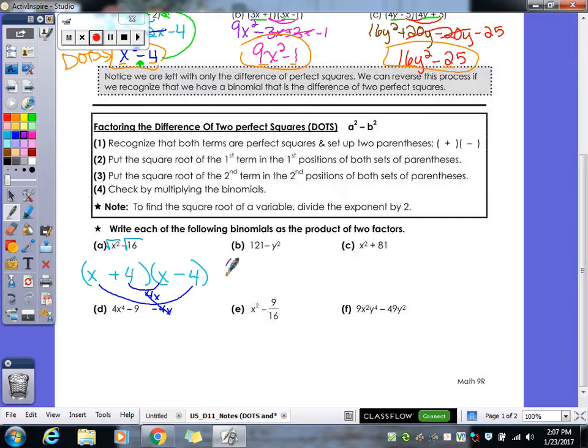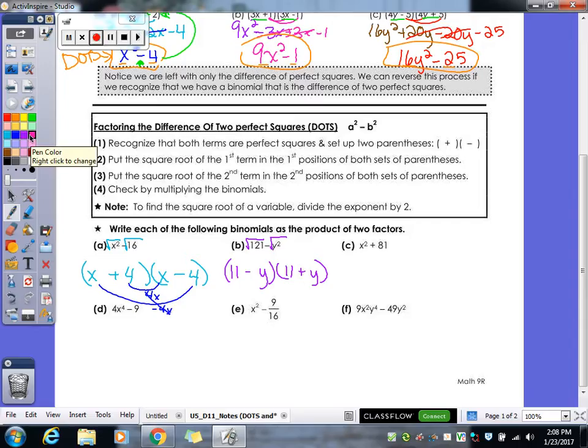So let's take a look at the next one. Again, two sets of parentheses. One's minus, one's plus. Does not matter what order they get put in. So for our first terms, my first term this time is a 121. So when I take the square root of that, I get an 11. The second term, take the square root, and we would get just a y. So 11 minus y and 11 plus y.